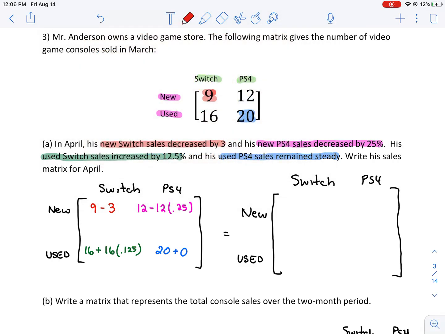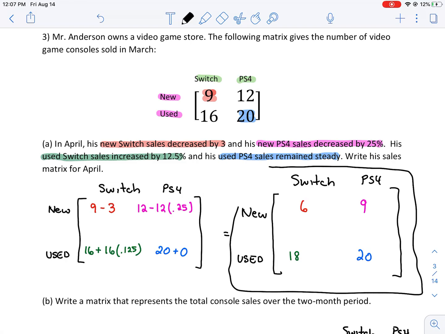Okay, so now we can write the sales matrix for April. 9 minus 3 is 6. 12 minus 12 times 0.25 is 9. 16 plus 16 times 0.125 is 18. And 20 plus 0 is 20. And that is the sales matrix for April.